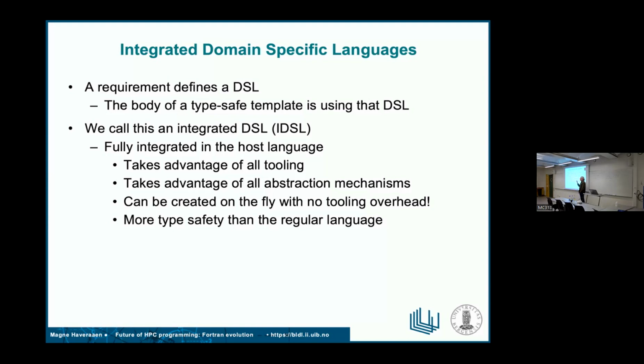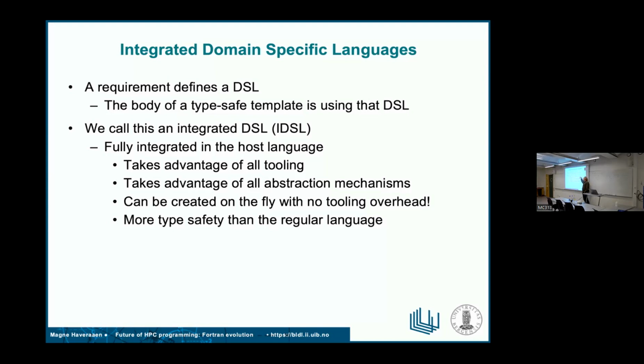You're not limited to whatever was in the DSL, even though you have all the types and all the functions you want. And you can flexibly extend that, because the requirements are something you can easily extend if you need more functionality. So there's no tooling overhead in creating this domain-specific language. Create it by writing your requirements. And you get more type safety from your domain-specific language than you get for the regular language. You're talking about mass, you're talking about speed. You're not talking about endless numbers or floating point numbers.